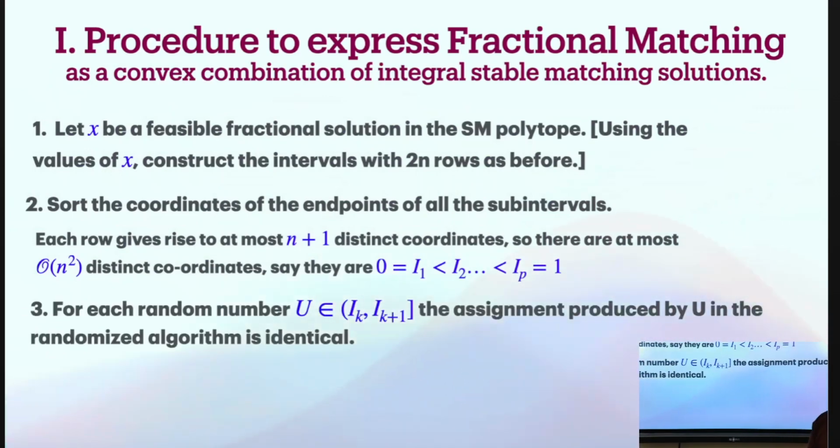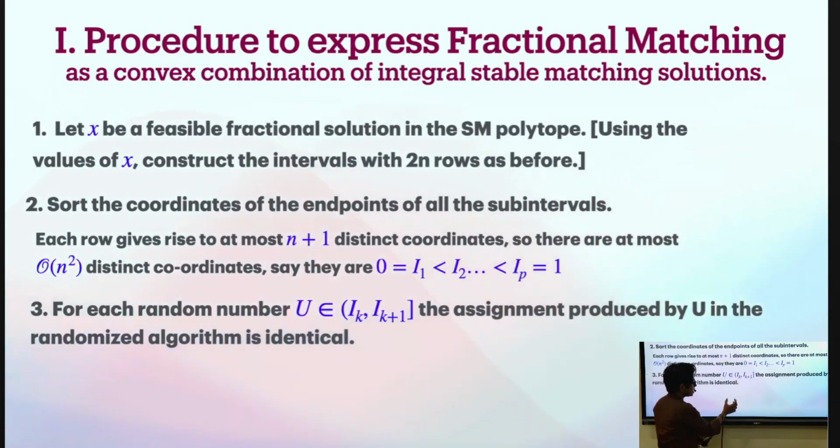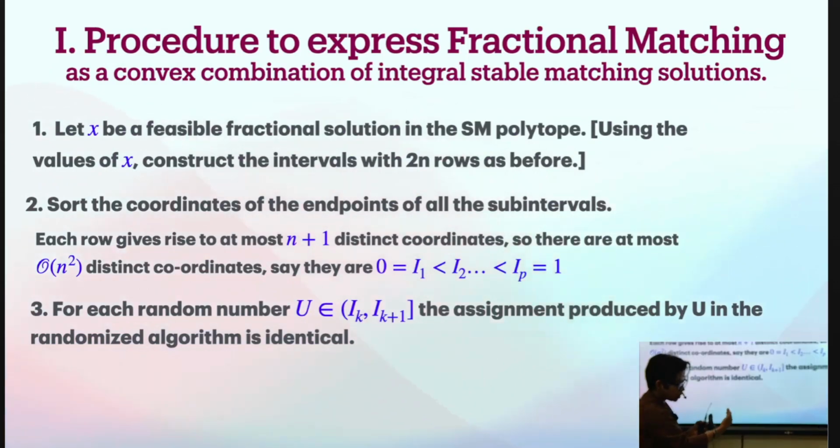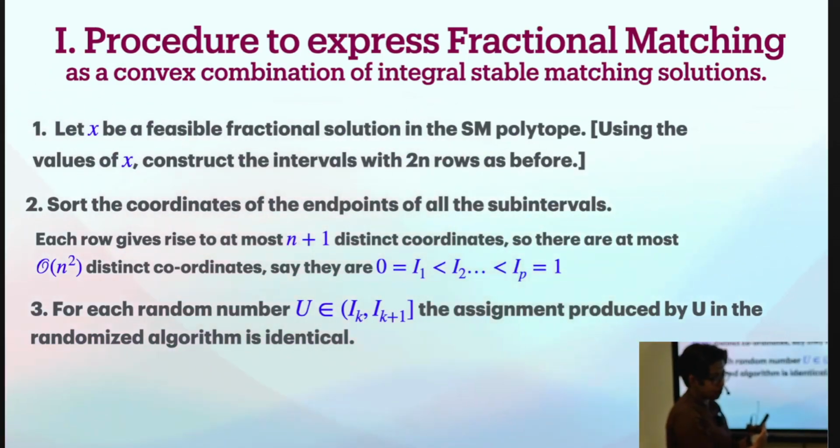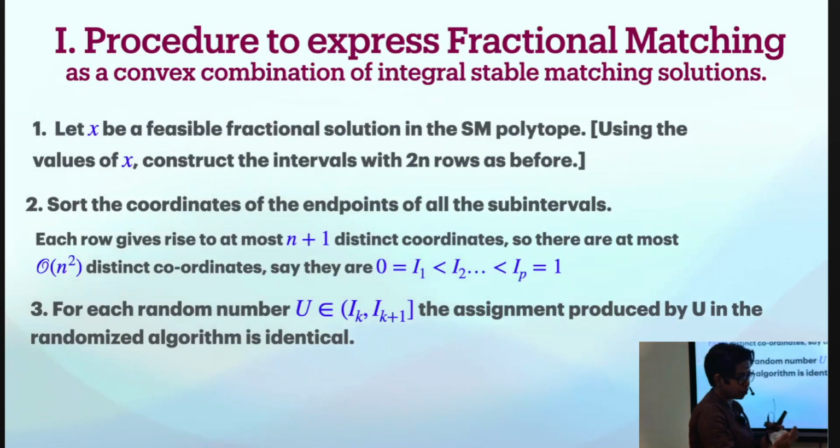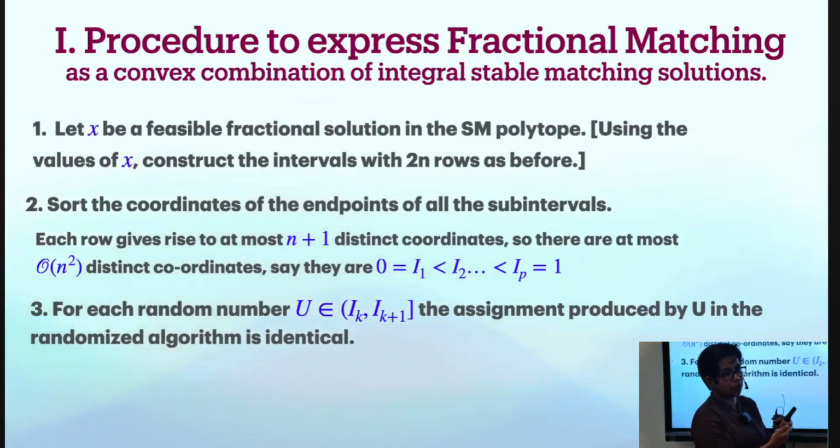Now, for each random number, as we saw, u falls in one of these intervals. Falling in one of these intervals means that you are between the rightmost endpoint of the previous interval and the leftmost endpoint of the next interval, and those endpoints coincide. So that's what this is.